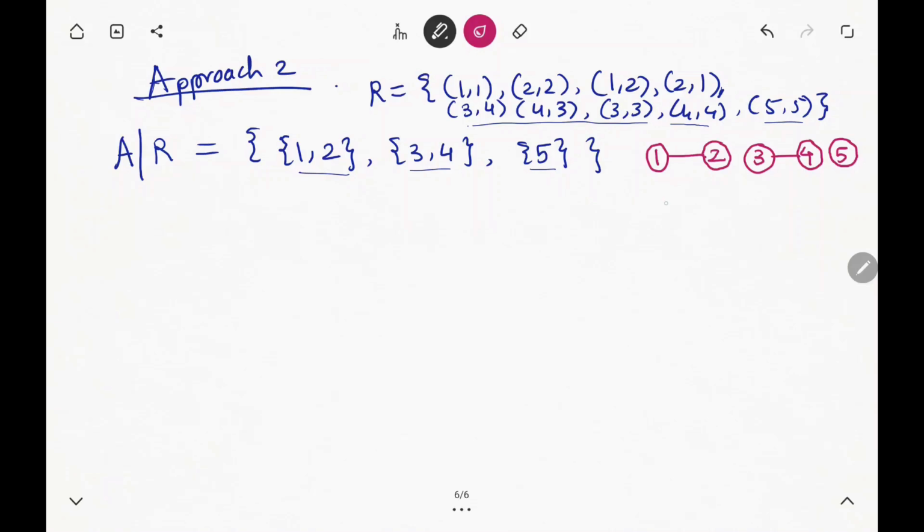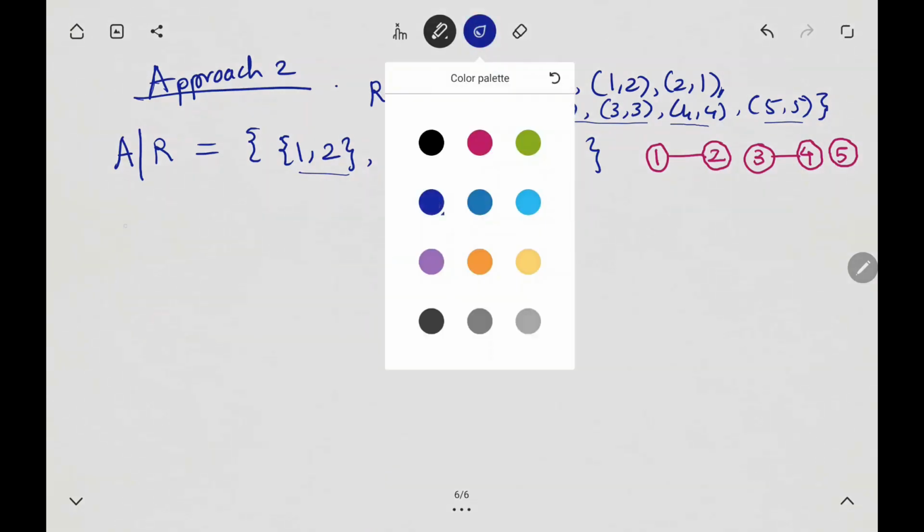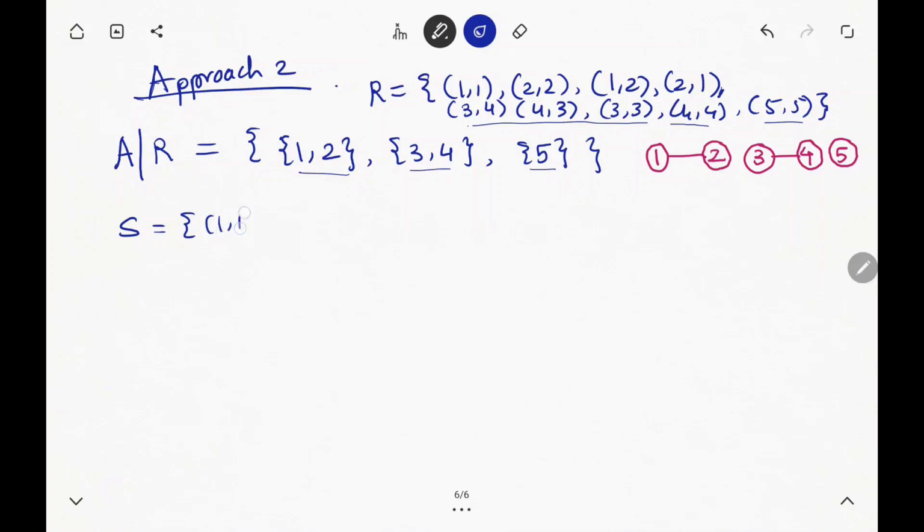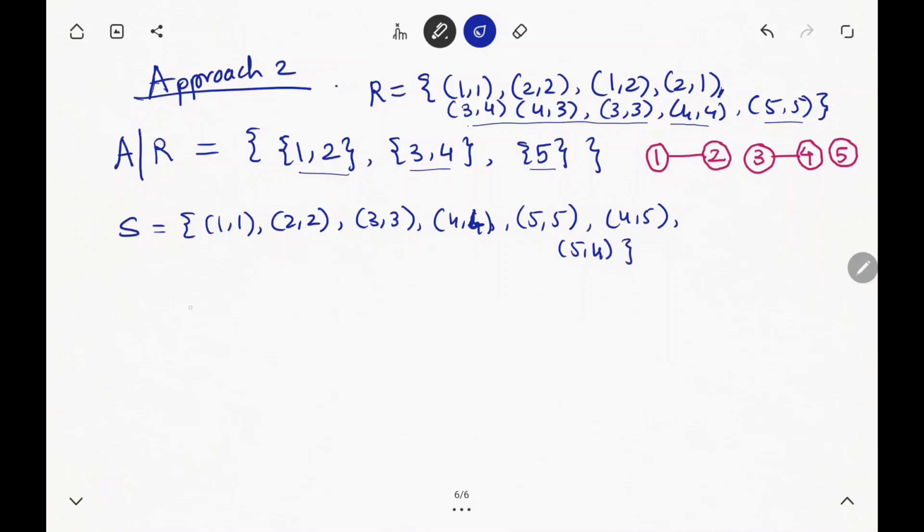Okay, 3 and 4 are in one compartment, so we'll draw 3 and 4 and connect them by one edge, and 5 is a separate node. Now if you consider this graph 1, 2, 3, 4 and 5, you can say that it contains vertices V, it contains the edges, it is a graph, right? It is a graph, but it is not a connected graph, right?